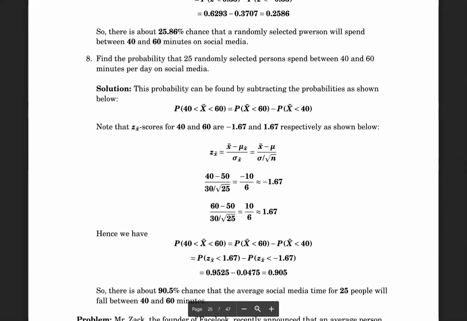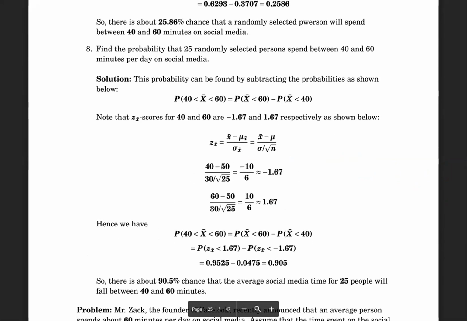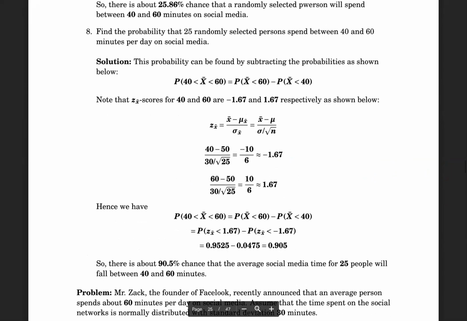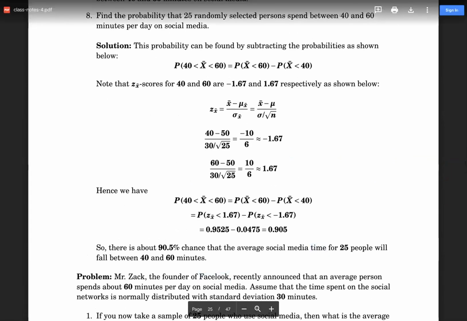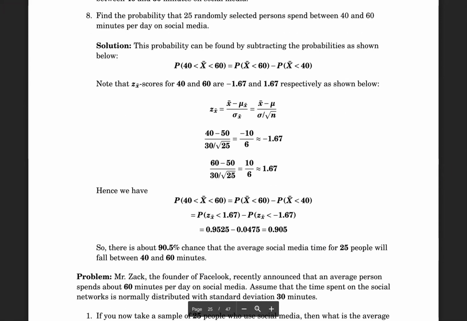So for 25 people, we are in the sampling distribution realm. So we need to make sure that we do it differently. We are talking about the average of 25 people. So that's why it's X bar. What is the probability that the average of 25 people falls between 40 and 60? So it should be X bar less than 60 minus X bar less than 40. Or equivalently, I could say your Z is going to be between negative 1.67 and positive 1.67.